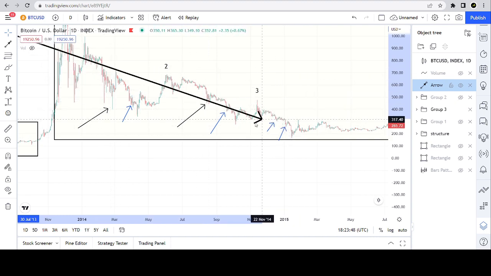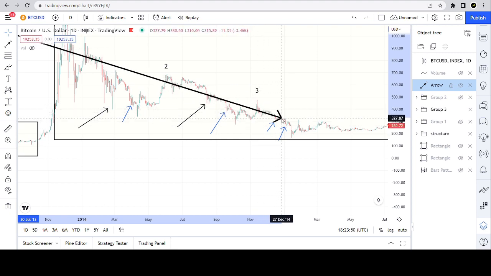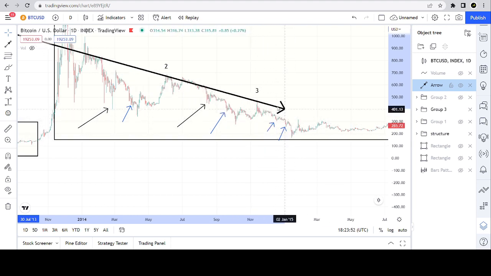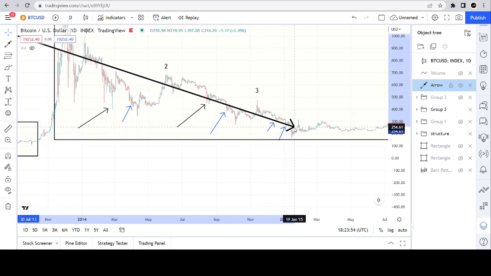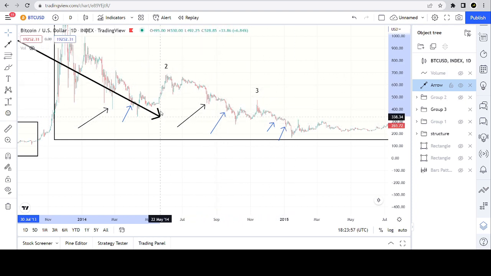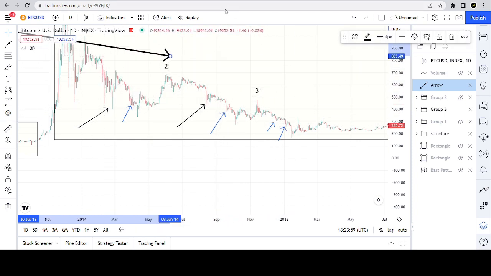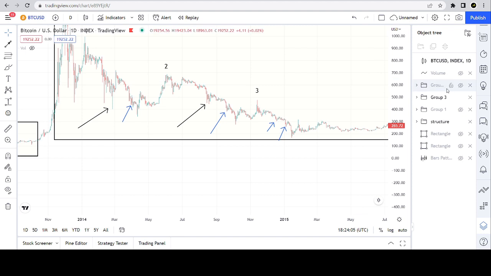It's just a little bounce here, so I don't even count it as an intermediate low. I just count it as a bounce. It's the same basic theme that took place here and here. Now there is another important thing that I would like to point out in these structures.